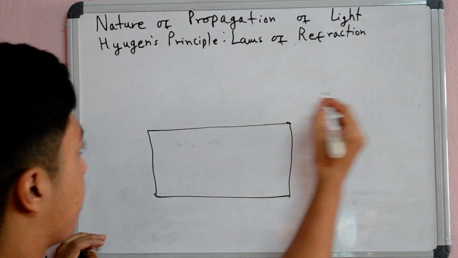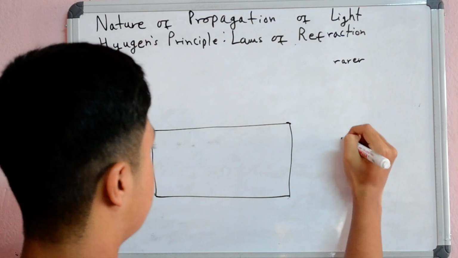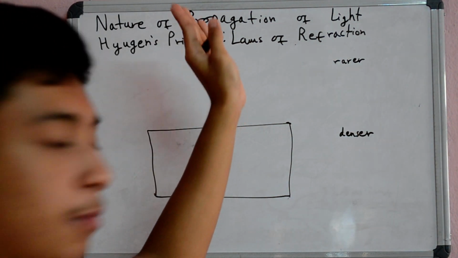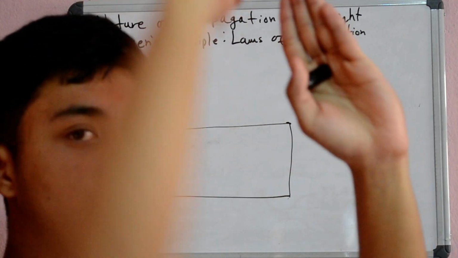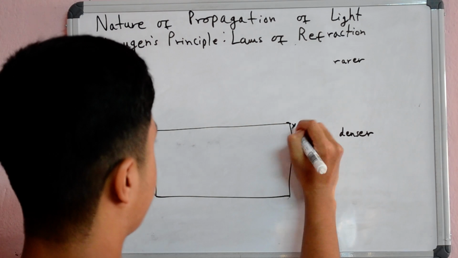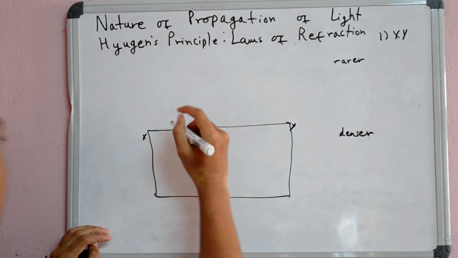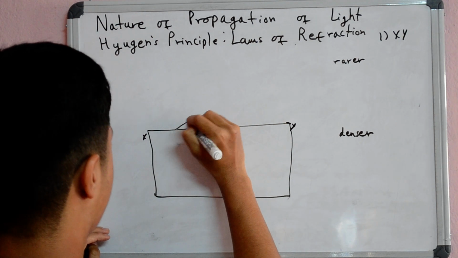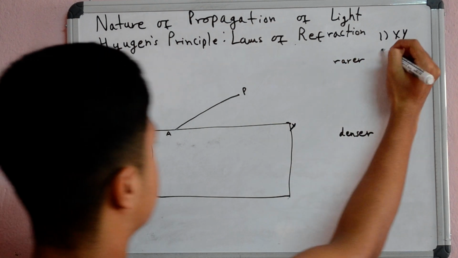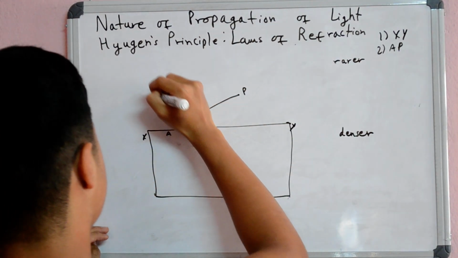So this is air, meaning this is the rarer medium, which I'll write rarer, and this is denser. Now we know when light goes from rarer to denser medium, it bends towards the normal. So first, this is our XY. This is our first step, XY. Then here we have a wavefront like this. Let's just say AP. Second is AP. Now we have rays of light associated with this.